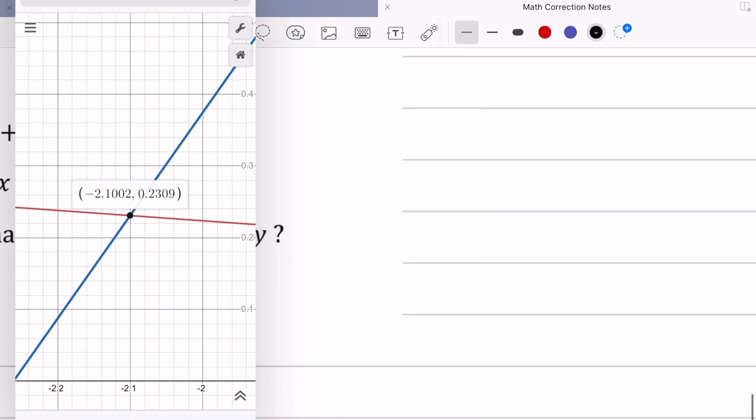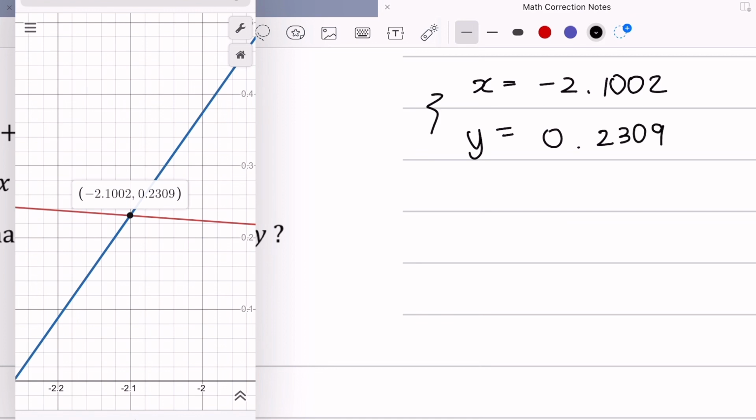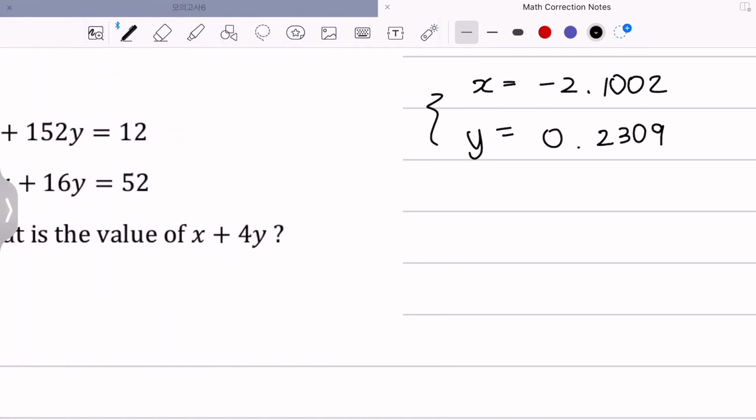So x is negative 2.1002 and y is 0.2309. And it's not asking us x plus y or just x or y. It's asking x plus 4y.